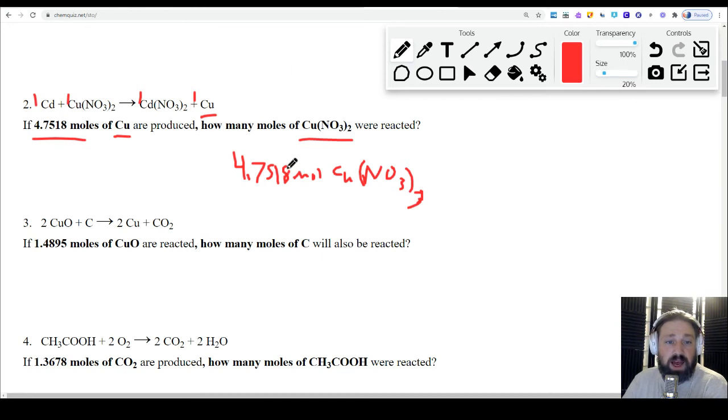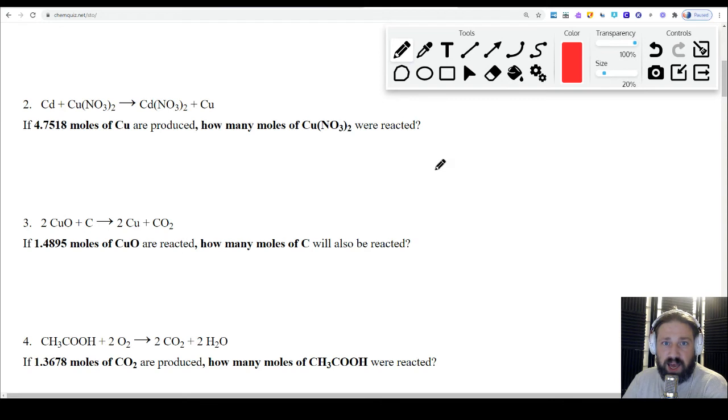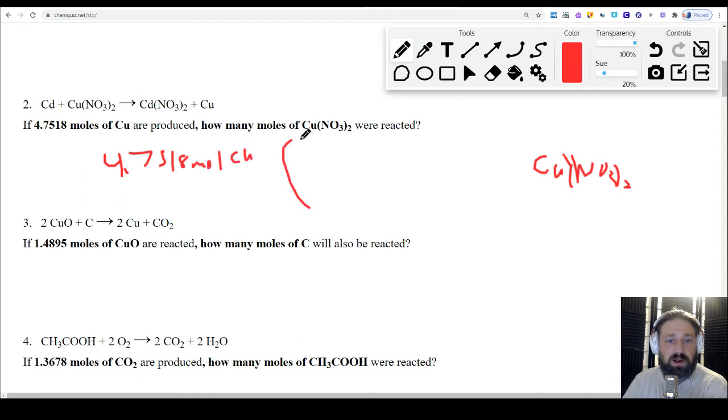There's that. Now, can you do what I just did? No. I want you to go through, even if it is a 1-to-1 ratio, and actually show your work. So, copper nitrate. On this side, 4.7518 moles of copper. Copper's on bottom, copper nitrate is on top, and it's a 1-to-1. So copper is crossed out. So it's 4.7518 moles of copper nitrate.